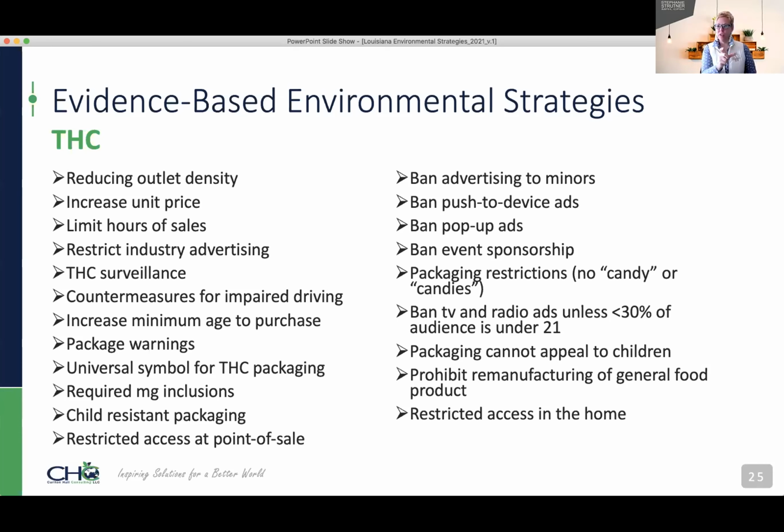We saw this significantly with the synthetic marijuana that emerged about 8 years ago, that they were really targeted with cartoon images and bright neon images targeting children. Prohibiting the remanufacturing of general food products is also another evidence-based strategy, so that food products could not be adulterated or remanufactured with THC in them, and then obviously restricting access in the home. Lots of theoretical evidence for THC products as well, because we can really look to the other regulated products like alcohol and nicotine to use with THC moving forward as well.